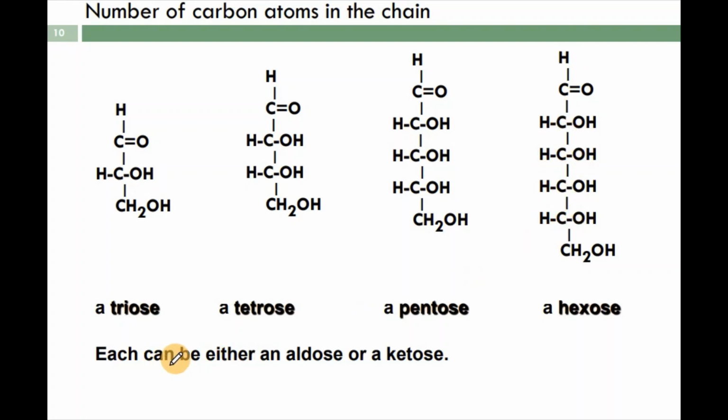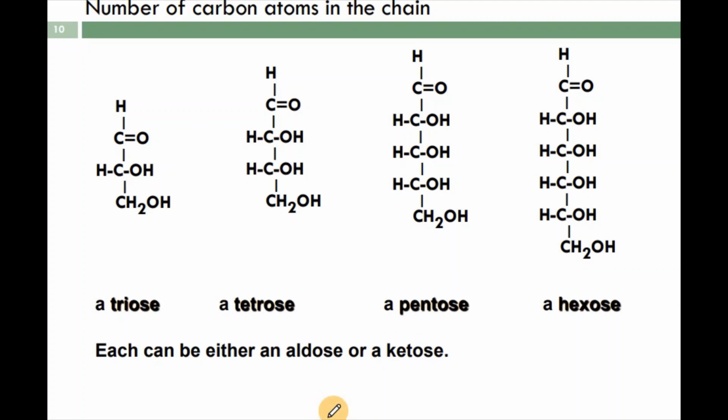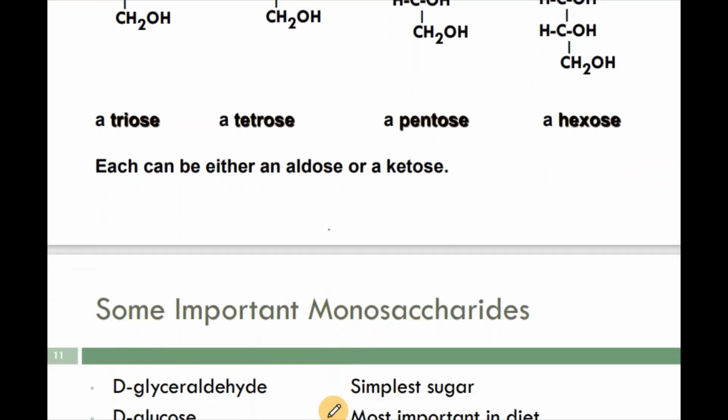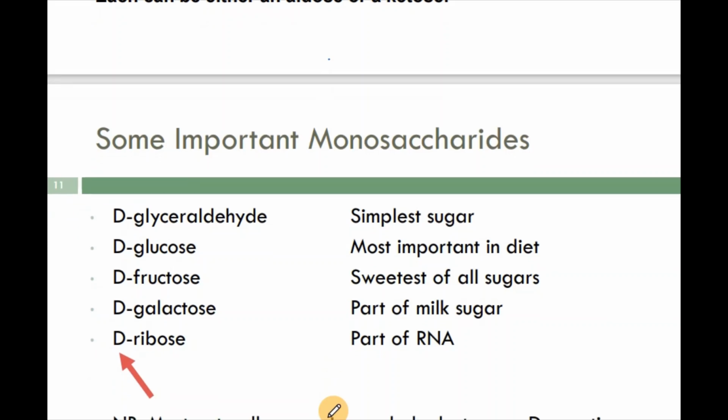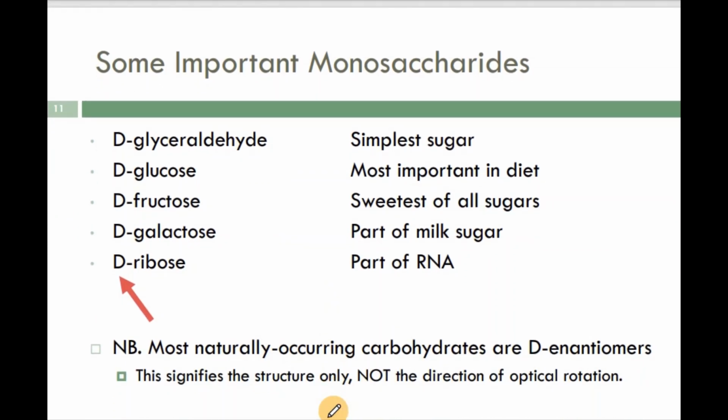So each of these can either be an aldose or a ketose. You can have a ketose with 3 carbons, a ketose with 4 carbons, a ketose with 5 carbons, and a ketose with 6 carbons. You can have, let's say, dihydroxyacetone as a triose. You can have erythrulose as a tetrose. You can have, let's say, ribulose as a pentose, and also fructose as a hexose. So it can have either an aldehyde or a ketone functional group in it. So these are some common known examples of monosaccharides.